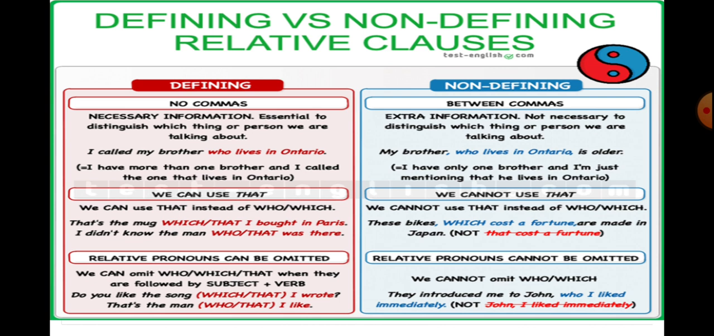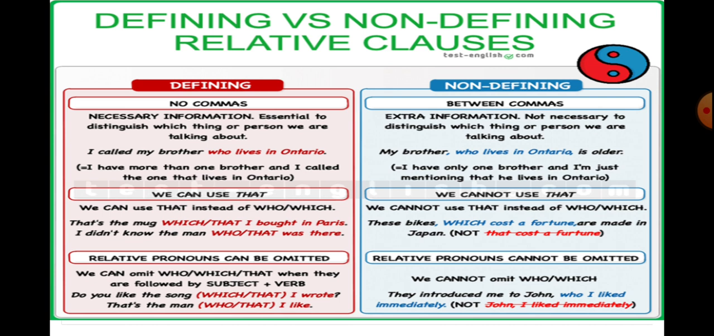Another characteristic of defining relative clauses is that we can use that instead of who or which. Let's take another example. That's the mug which or that I bought in Paris. I didn't know the man who or that was there. So we can use that in both sentences instead of who or which.